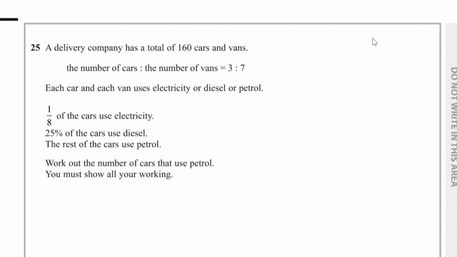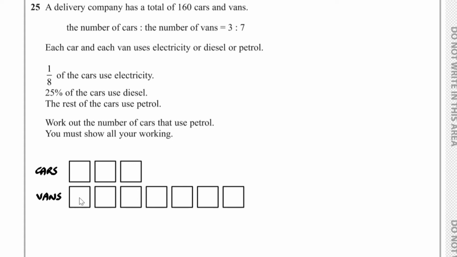Question number 25. A delivery company has a total of 160 cars and vans. The ratio of the number of cars to the number of vans is 3 to 7. Each car and each van uses electricity or diesel or petrol. 1/8 of the cars use electricity, 25% of the cars use diesel, the rest of the cars use petrol. We have to work out the number of cars that use petrol. You must show all your working.